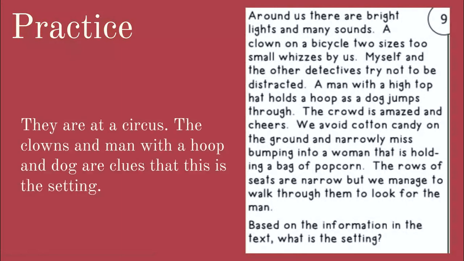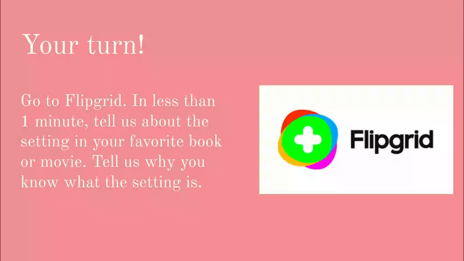So now that we've done a couple together, you guys are going to go to Flipgrid. You are going to create a video about the setting in your favorite book or movie in about a minute or so. But make sure you're not telling us about what the story is about or what the characters are like. That's not really what this assignment's for. It's more about just the setting.